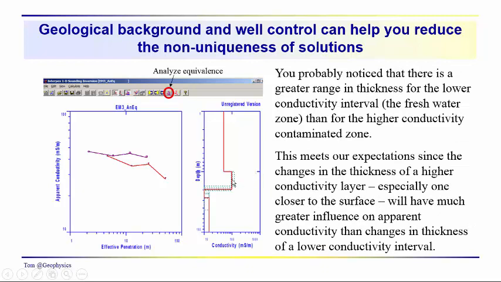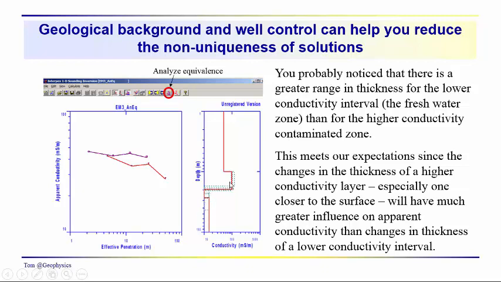that we haven't really talked about the numbers, but you can see that there's a greater range of possible thicknesses in the lower conductivity freshwater zone than there is in the higher conductivity contaminated zone. And the reason for that is that, well, if we have a high conductivity layer, particularly one that's closer to the surface, if we vary the thickness of that layer, it's going to have a greater influence on the apparent conductivities than a lower conductivity layer.